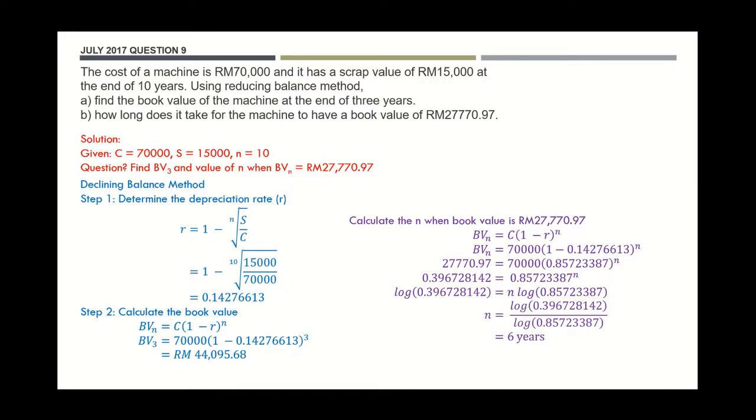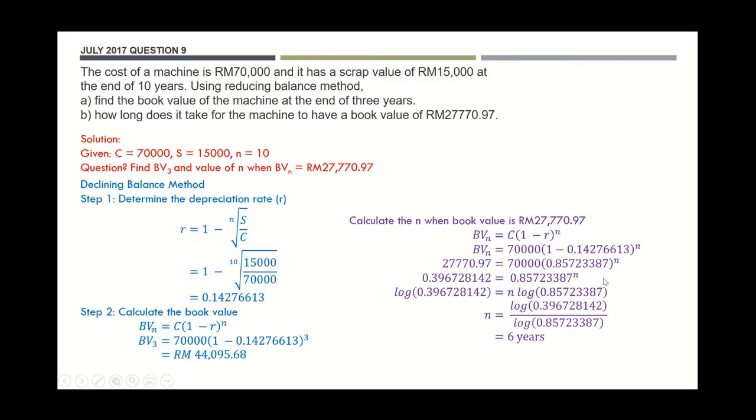And the right hand side still remains the same, and once you take the difference of 1 minus 0.142766613, you get 0.8572337 to the power of N. So what you need to do next is to bring the 70,000 to the left hand side, so it becomes 27,770.97 divided by the 70,000. So you get the value to be 0.396728142, and the right hand side still remains 0.8572337 to the power of N.